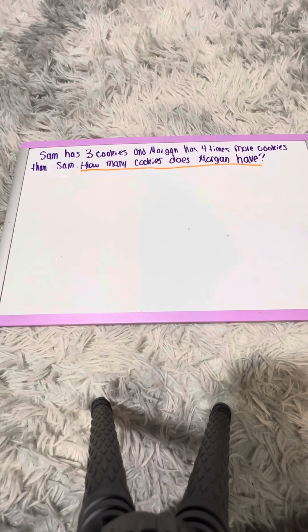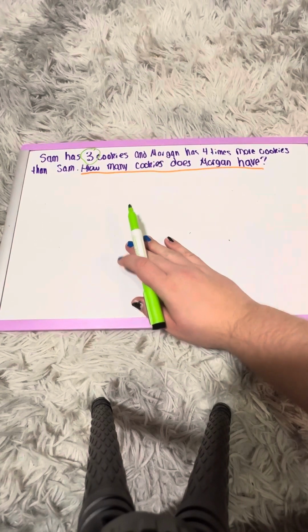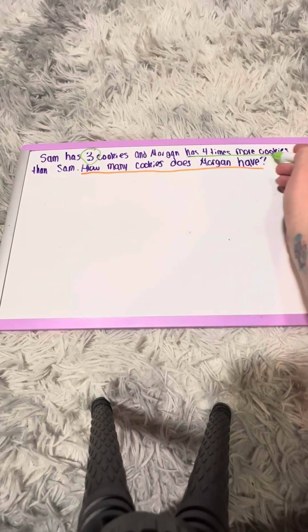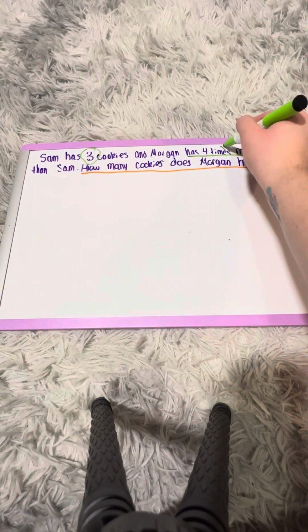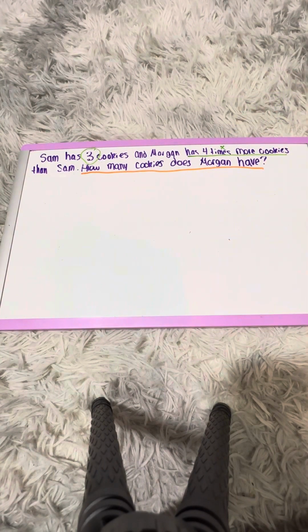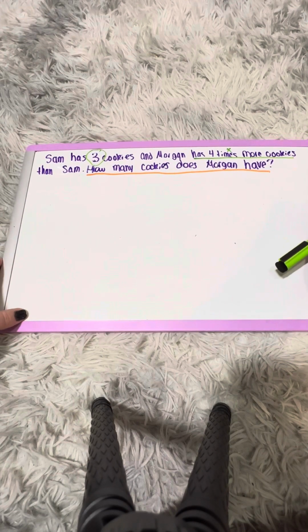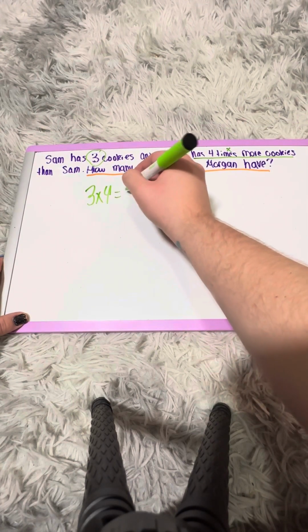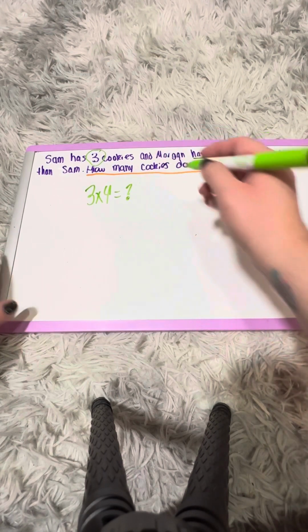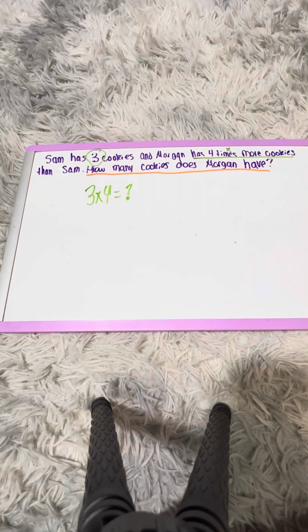So I think the fact that Sam has 3 cookies is really important, and that Morgan has 4 times more cookies. So if we've been working with multiplication before, we can use this problem, if we already didn't know, that times could be a keyword for multiplying. So if we set up our equation, we would have 3 times 4 equals, and I'll put in a question mark because we are trying to figure out what our product is.